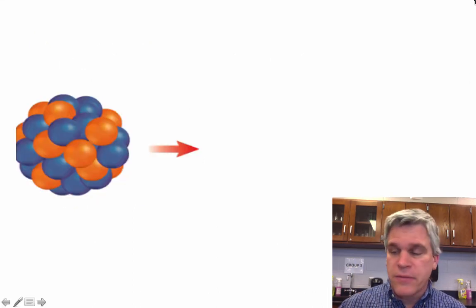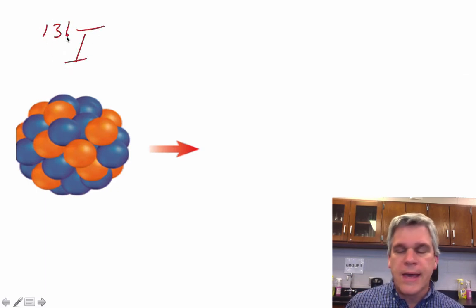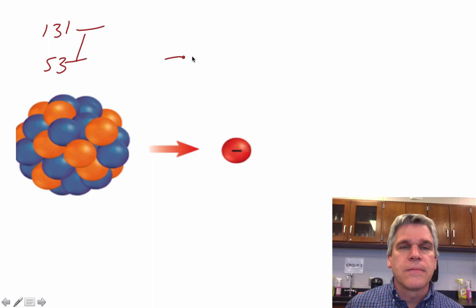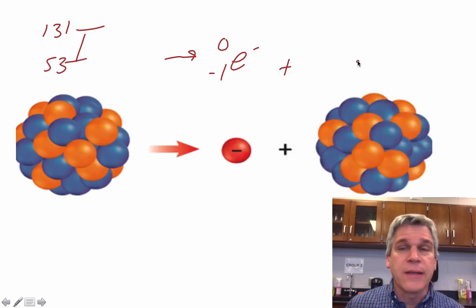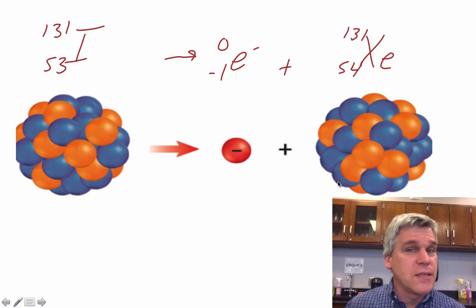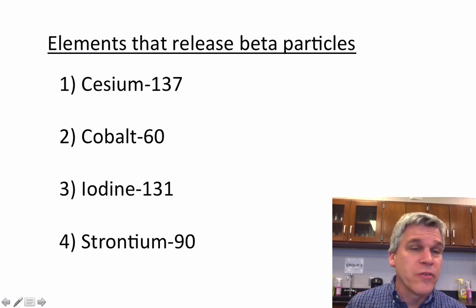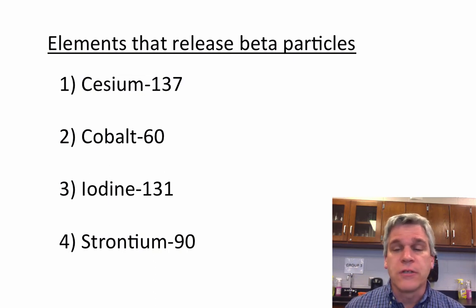Now let's take a look at an example of this. Let's say that we have iodine-131. Iodine has an atomic number of 53. And it releases an electron. Now the electron doesn't have any significant mass, and we actually end up gaining a proton. So now, if we look on the periodic table, this substance has 54 protons, which is xenon, and the atomic mass will stay the same. So some elements that release beta particles are things like cesium-137, cobalt-60, iodine-131, and strontium-90.